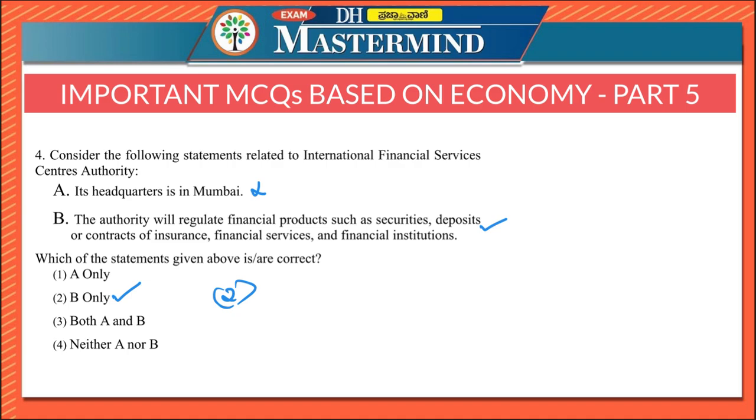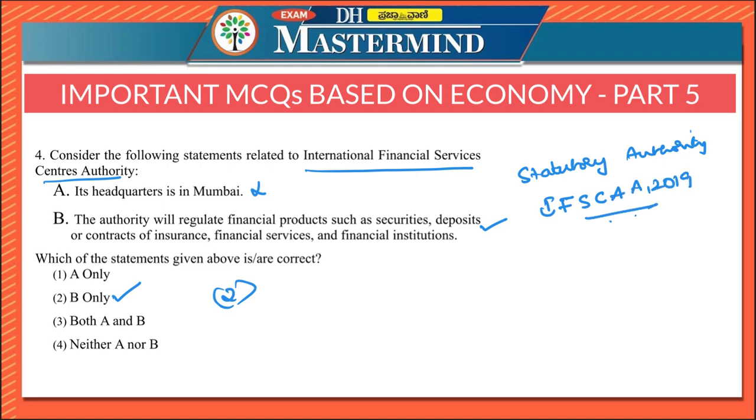This particular organization or institution was established as a statutory authority. Please remember, it is a statutory authority. What is the meaning of statutory authority? International Financial Services Centers Authority was established under an act. Which is that act? It is the International Financial Services Centers Authority Act 2019. So it is a statutory authority as it was established under this act. It was established on April 27th, 2020 through this particular act.